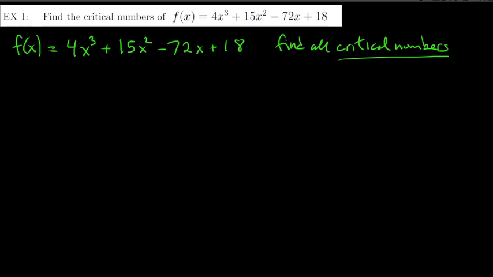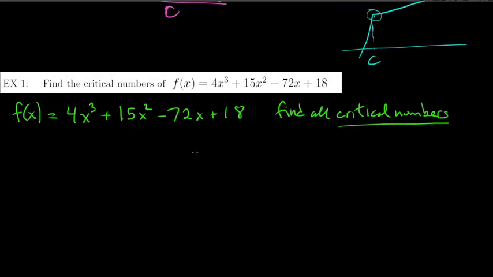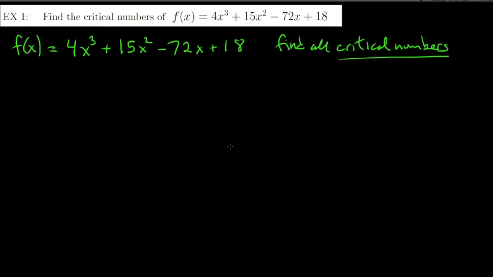But I think, based on the fact that this is a polynomial, in fact a third degree cubic function, it should have critical numbers, and we just have to figure out how to find them. So remember, what is a critical number? It's where the derivative is either 0 or does not exist. So to find the critical numbers, we need to know what the derivative is. Before we have any hope of finding them, let's just take the derivative.